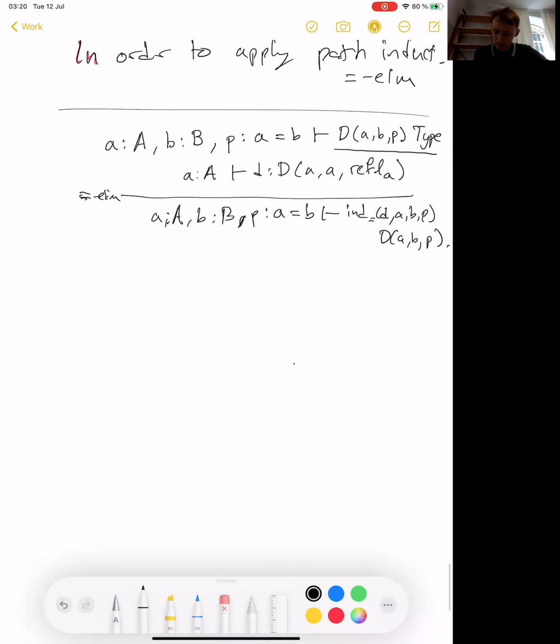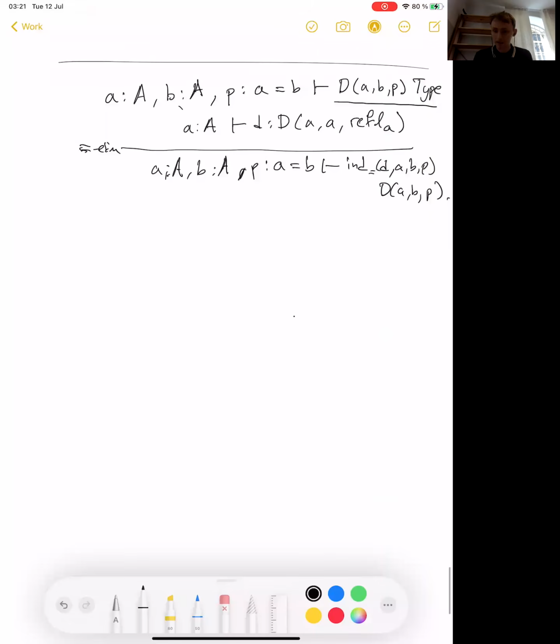So, this should be an A. Sorry, I'm so used to using lowercase letters. I'm very sorry. So, we need to make sense of this first line here. We need to state the theorem we're trying to prove in terms of some arbitrary A and some arbitrary B and some arbitrary path P.